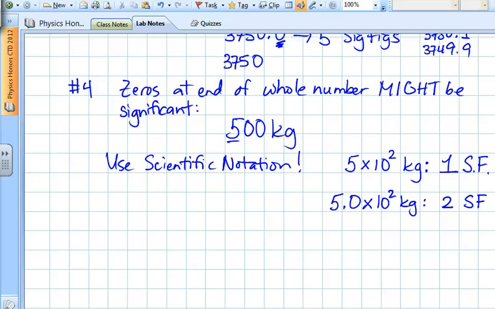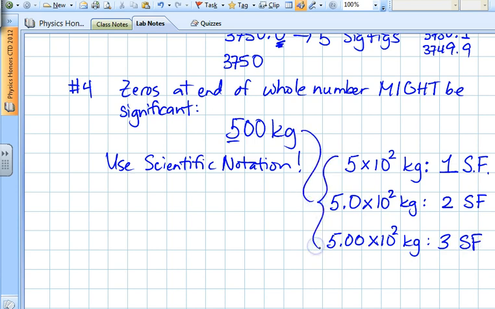And what if we actually measured it to the ones place? So it could have been 499 or it could have been 501. It really was that precise. Then we write 5.00 times 10 to the second kilograms, and that's got 3 sig figs. So when you have a whole number, the best thing to do is to write it in scientific notation, because then you can say exactly how many sig figs it has.